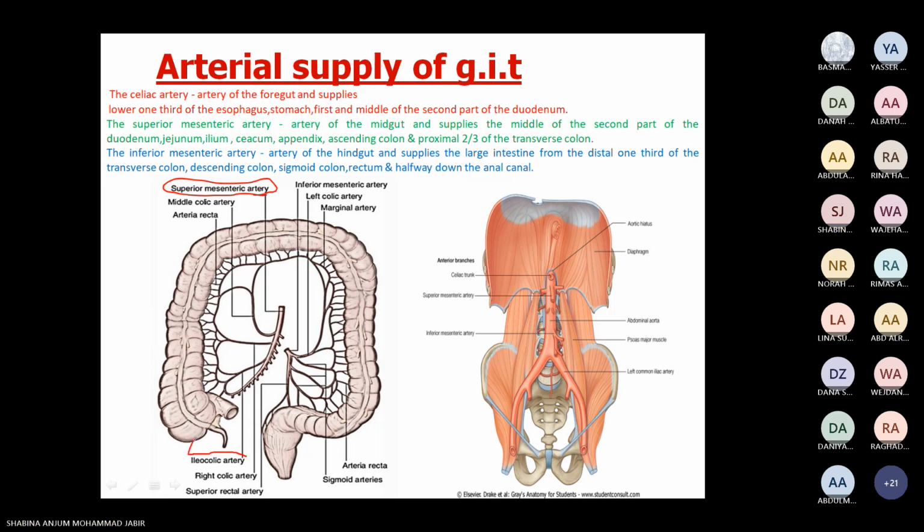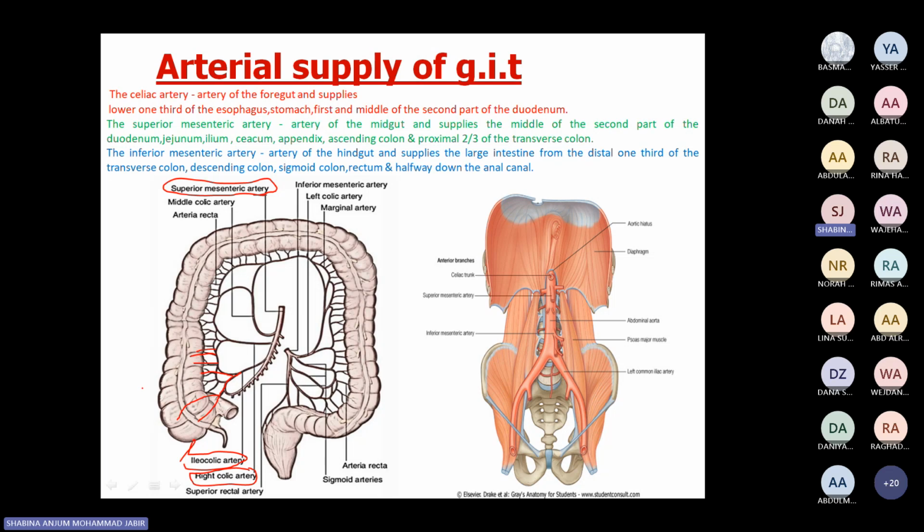Ileocolic. Okay, right colic. What has happened to the ileocolic? You will trace the ileocolic and you will find that it will give the cecal branches, anterior cecal and posterior cecal. Then after that, it will give the branches to the ascending colon.